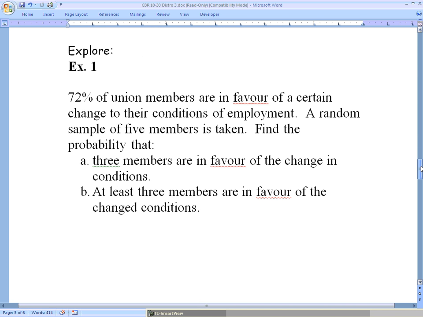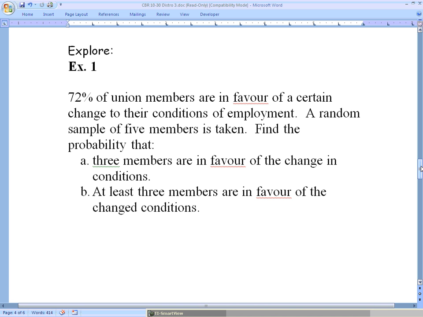So to start off with, 72% of union members are in favor of a certain change to their conditions of employment. A random sample of 5 members is taken. Find the probability that 3 members are in favor of the change in conditions. So let's start there with part A.